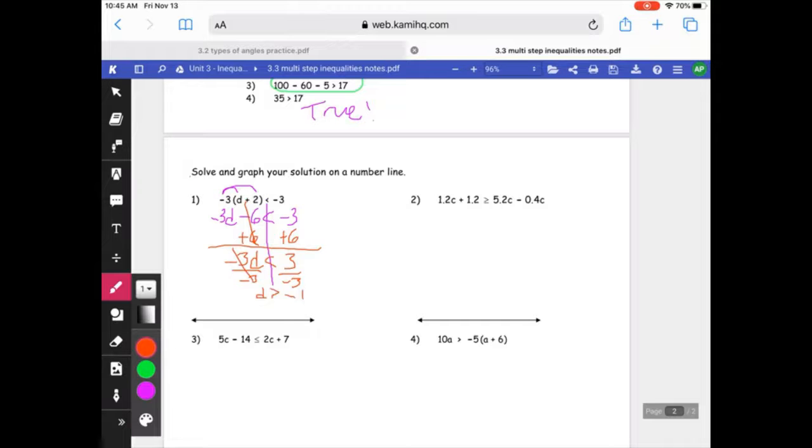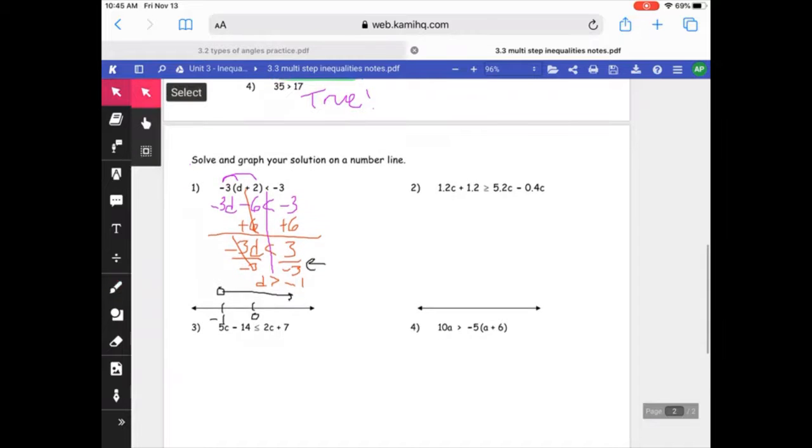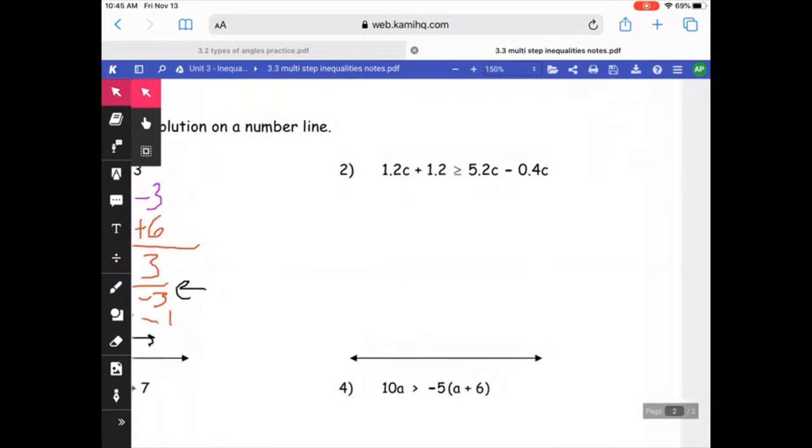Okay? So now I'm going to plot my 0, plot my negative 1, put an open circle at negative 1 because we have just greater than, not greater than or equal to, and we're going to shade to the right. Alright, let me make my handwriting a little bit nicer here. Alright, and then that's it. So we have to remember when we divide both sides by a negative number, we have to flip the inequality symbol, alright?